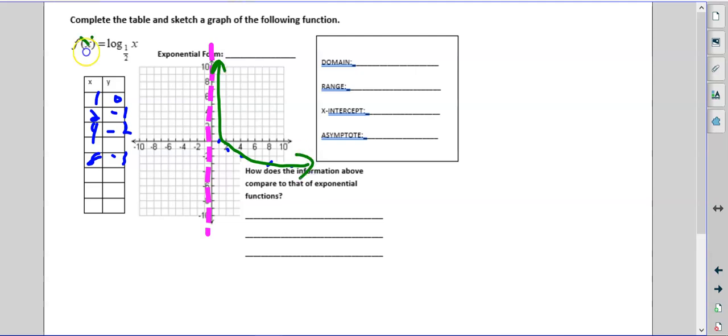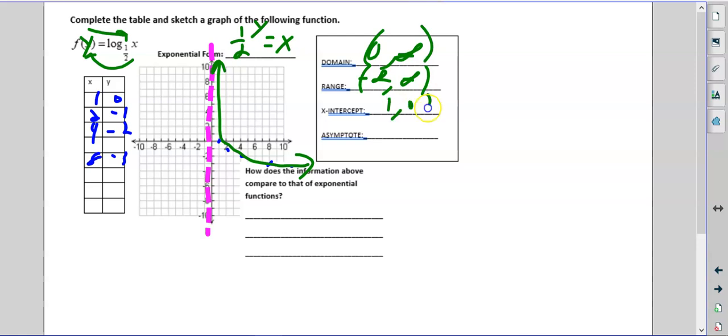Again here, this is y, so 1/2 to the y equals x. Range, up and down forever. Domain, 0 to positive infinity. X-intercept, again at 1, 0, and the asymptote again at x equals 0.